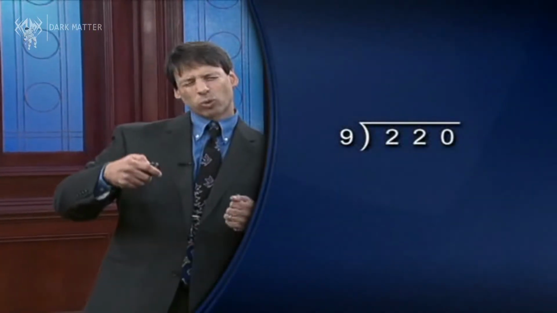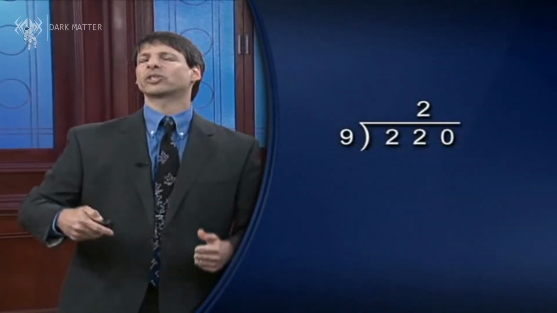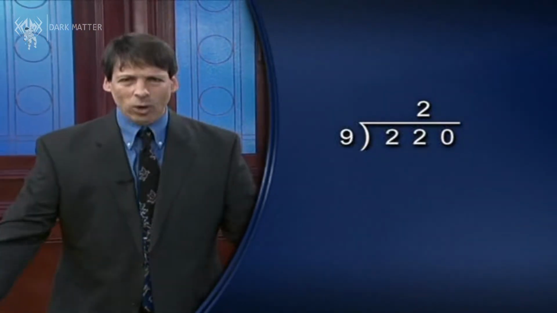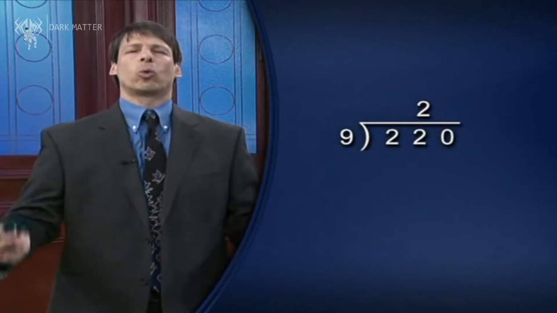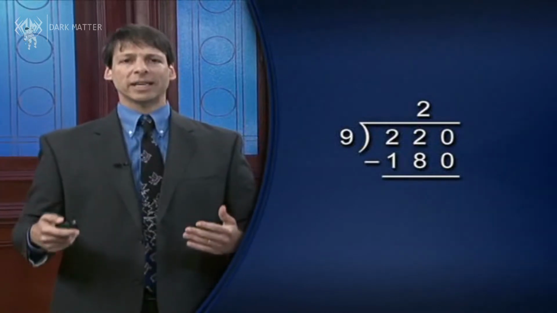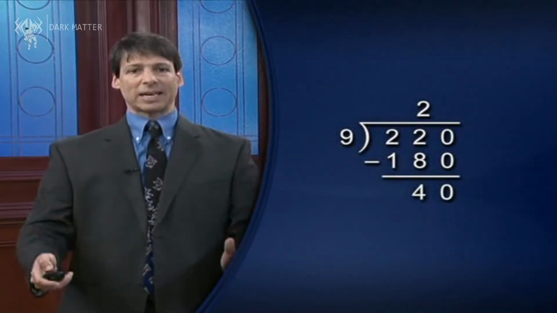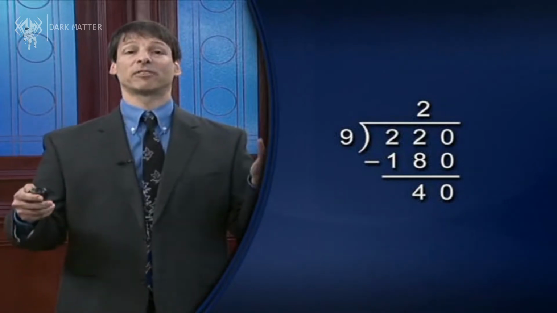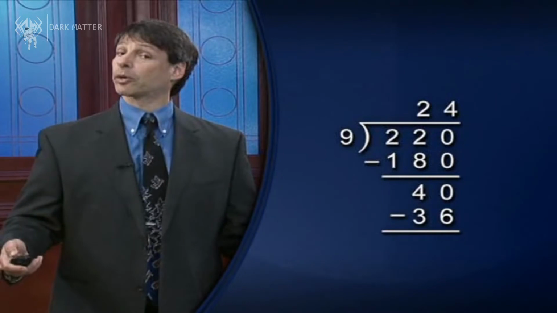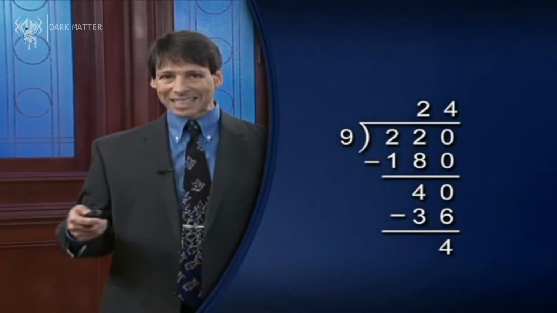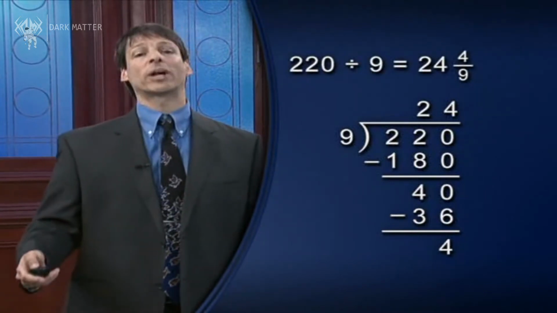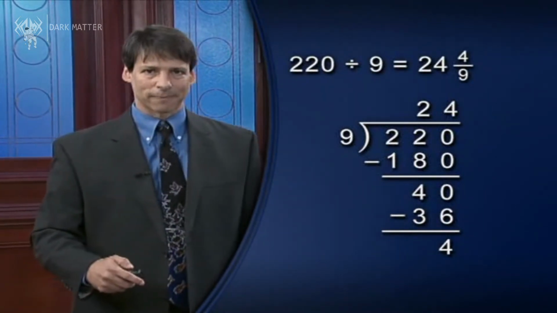Now 9 goes into 22 twice, so 9 goes into 220 20 times. So I can go ahead and say the 20. Next I do 9 times 20, which is 180. Subtract that from the 220 to get 40. Okay, now I have a simpler division problem. I'm dividing 9 into 40. 9 goes into 40 4 times with a remainder of 4, so I can say the rest of my answer, 24 and 4/9, about 24.5 degrees Celsius.